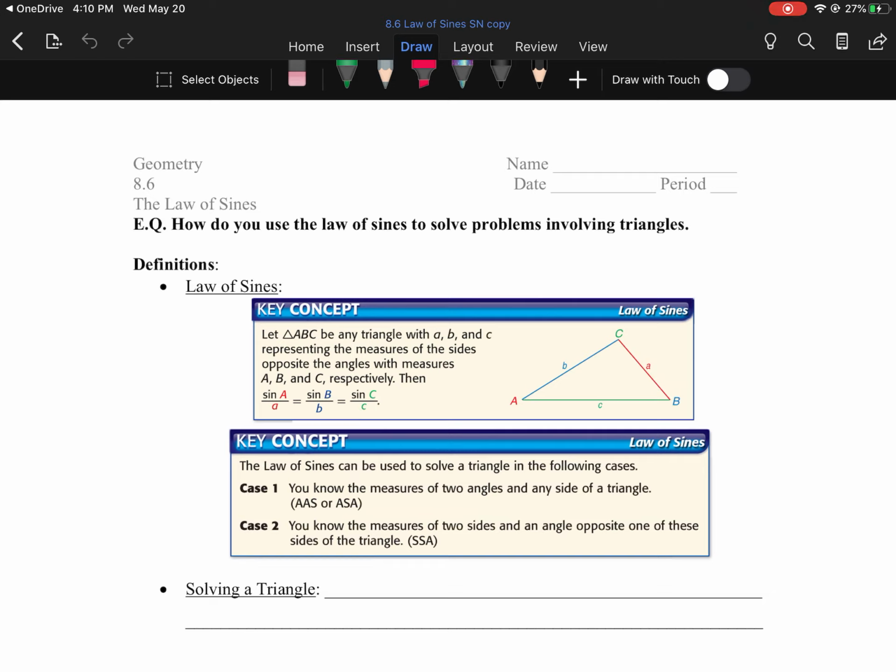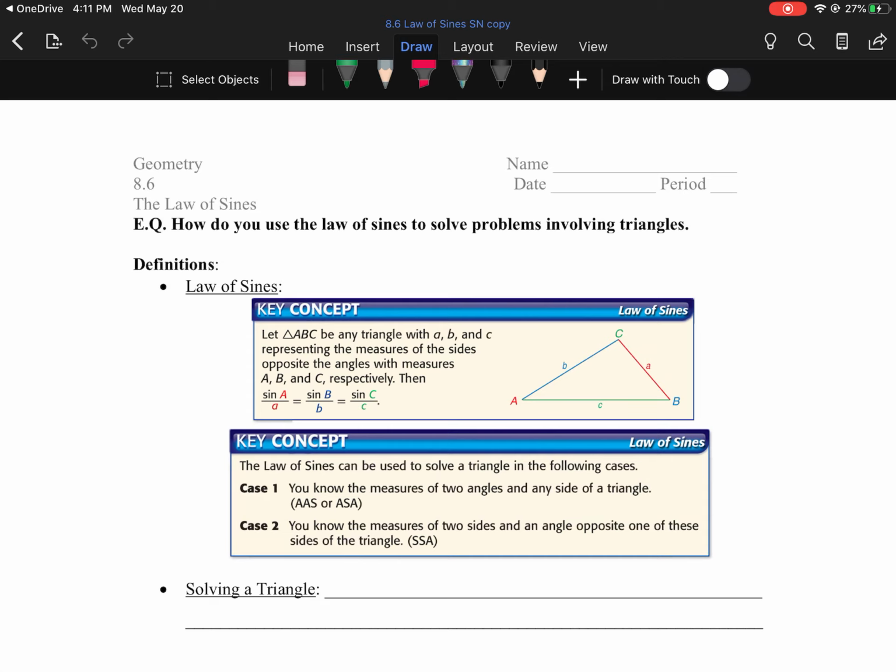So what if we're faced with a triangle that's not a right triangle, but I need to find either an angle measure or the length of a side? We also can't use the Pythagorean theorem, because that is only able to be used on right triangles. So the law of sines and the law of cosines are two formulas, key concepts, whatever you would like to call them, ways for us to solve for triangles that are not right triangles.